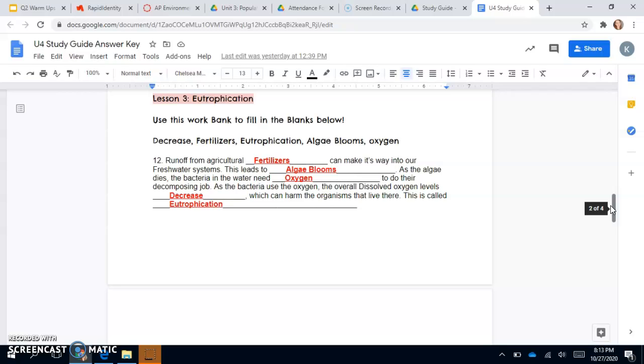So remember, fertilizers in agriculture do contain food for the plants that algae also really like. So when it rains and the fertilizers wash into the water system, the algae will bloom and eventually those algae will die and they will need to be decomposed. So there are bacteria in the water that are really good at that, but the catch is they have to have oxygen in order to do the decomposing. So what they will do is take the oxygen from the water, break down the algae, but as a result, the dissolved oxygen levels do decrease, and this can lead to death in certain organisms. And then this whole process again is called eutrophication.